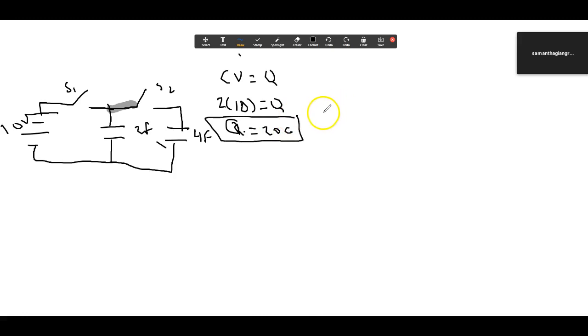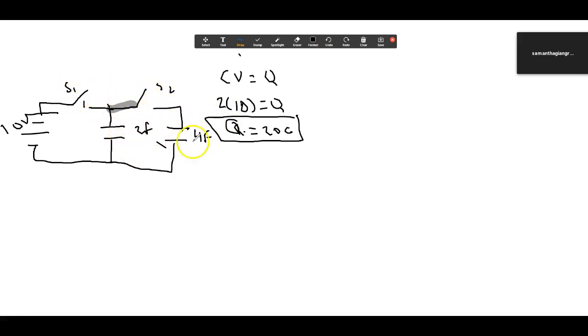So far, so good? Yeah. So question 1 was calculate voltage across each capacitor. 10 here, 0 here because it's not attached right now, right? Yeah. And then I got 20 coulombs here and I got nothing here. Okay. So now we're going to open switch 1 and close switch 2.